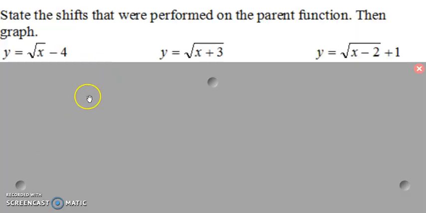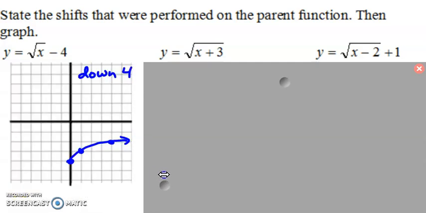So why don't you pause, try some of these. We're going to do a lot of examples and just let you try it yourself and then check the answer. So this first one is down 4 because there's minus 4 on the outside, so we just shift down 4.